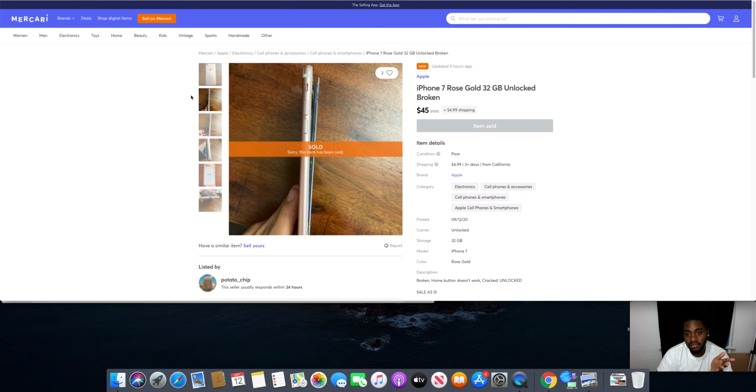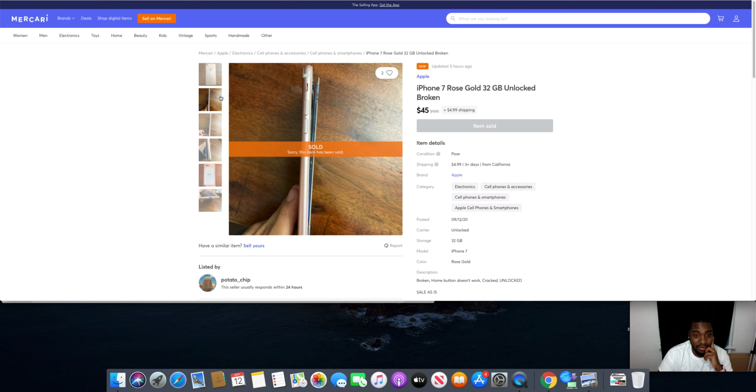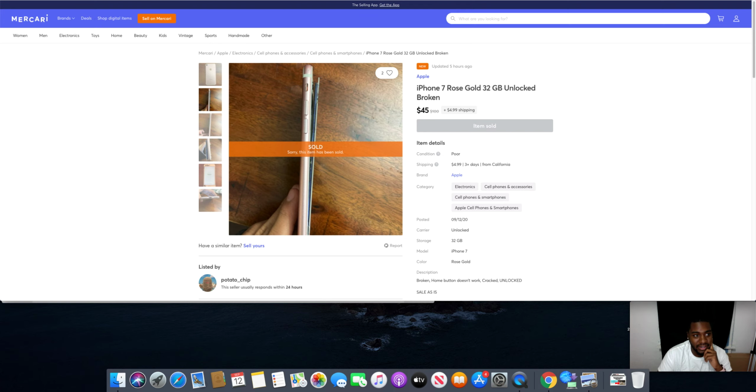Now, so we see it's broken, right? A random person on the street might just think this is completely useless. They'd try to get rid of it for $5 or $10. You know that you can make a quick little $40 in profit off of that. I had no idea that phone would have sold for $45 in that condition. I wouldn't have known that. But now you do, so now you're on the lookout for that too.